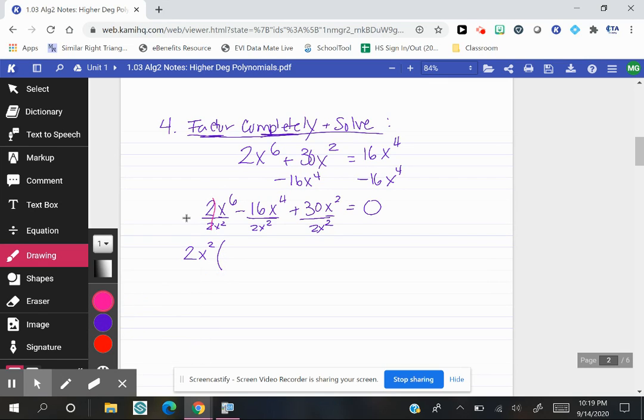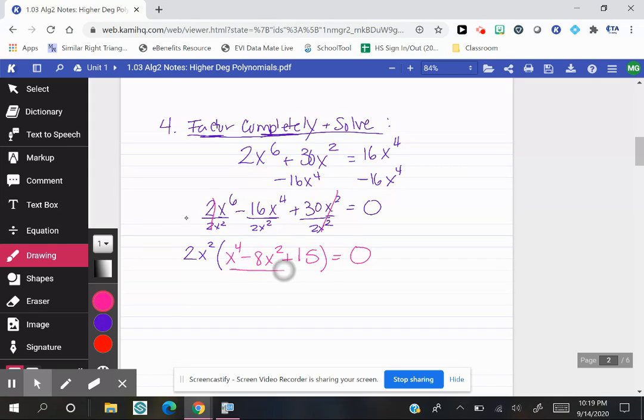So my 2's cancel. X to the 6th divided by x to the 2nd. Keep the base, subtract the exponents, leaves me with x to the 4th. Negative 16 over 2 is negative 8. Again, subtract your exponents. I get x to the 2nd. And 30 divided by 2 is 15. And my x squareds cancel out.